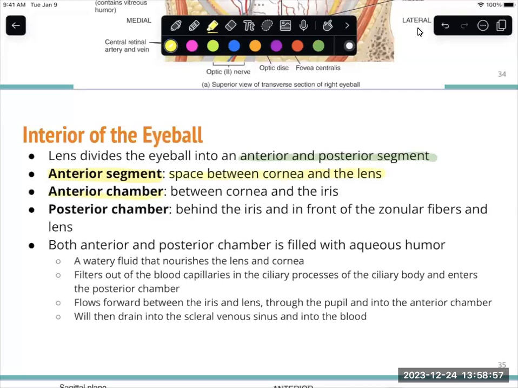The anterior chamber is between the cornea and the iris. And then we have a posterior chamber that is behind the iris, in front of those zonular fibers and lens. This area specifically is filled with aqueous humor. Test question: aqueous humor is going to nourish the lens and the cornea, so that front part of the eye.